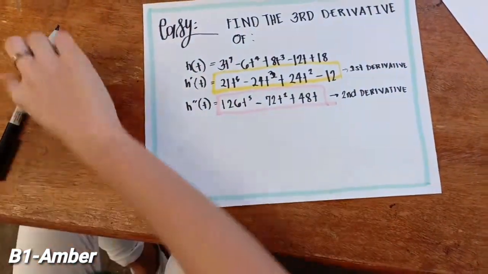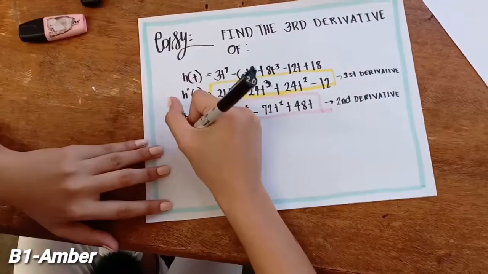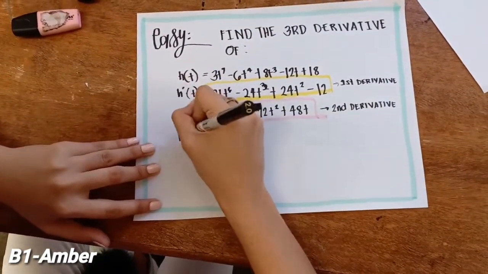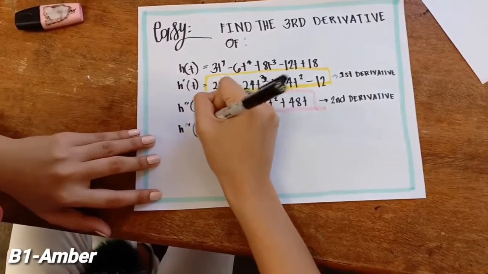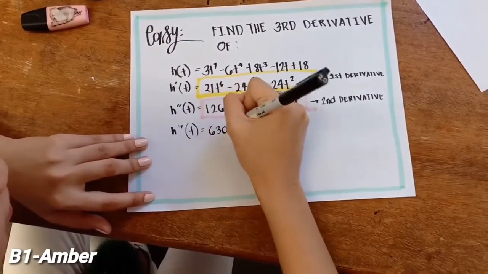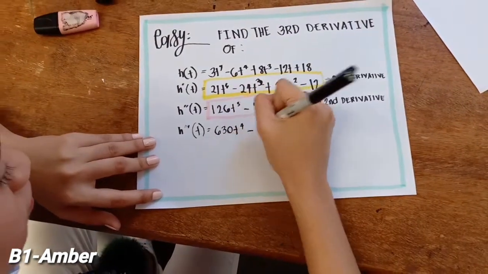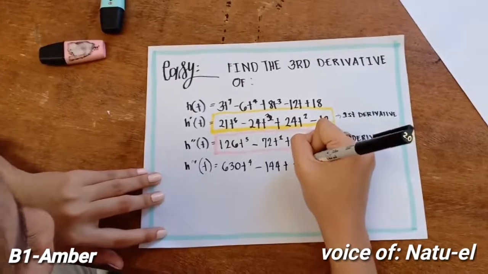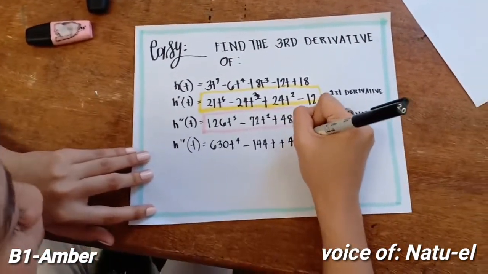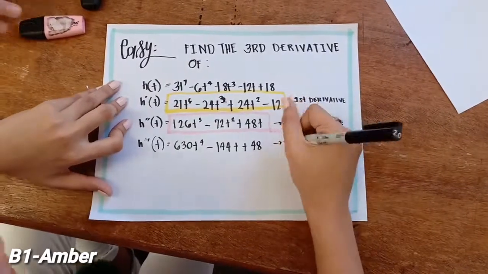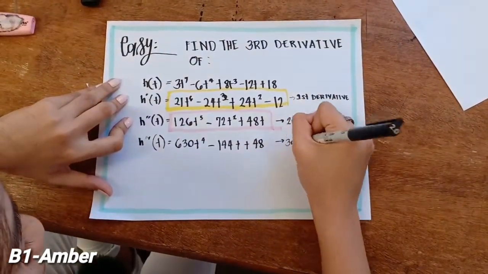For the third derivative, we will use the same process. This time, 5 times 126t, then we subtract 1 from the exponent 5. For the second term of the third derivative, 2 times negative 72 is equal to negative 144t, so no need to write 1 in the exponent because it is already considered. For the last term, we bring down 48 since there is a variable, and we apply the constant rule.